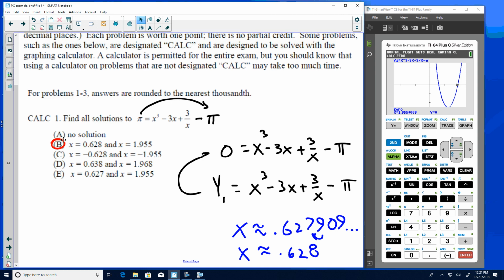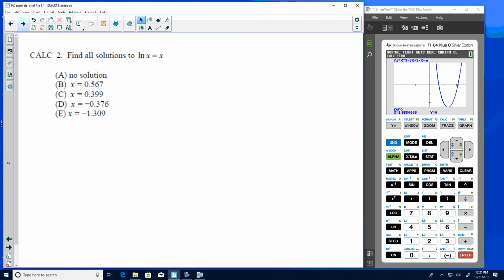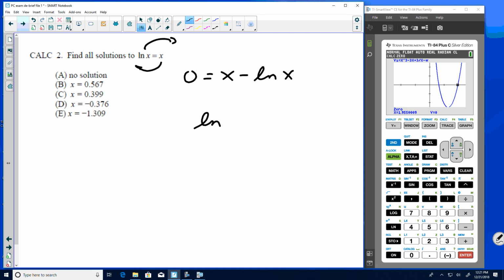Okay, question number 2. Find all solutions to this. Well, again, we'll do the same thing. We can either move the natural log to the right and have x minus natural log of x, or if we wanted to, we could move the x this way and have natural log of x minus x equal to 0. Both of these will work. I like this approach a little bit more than this.